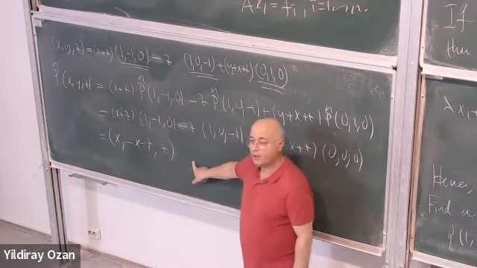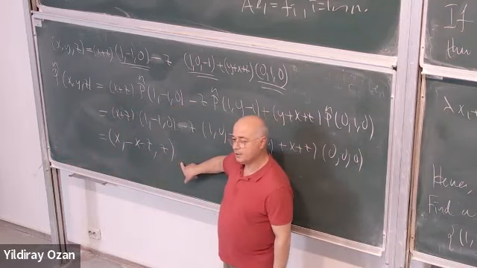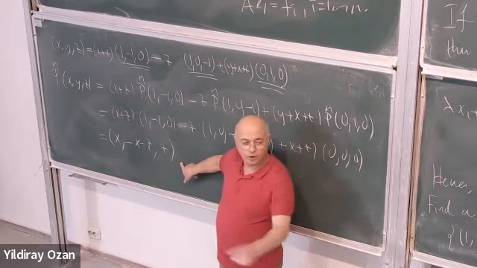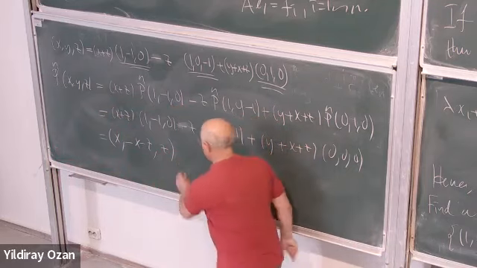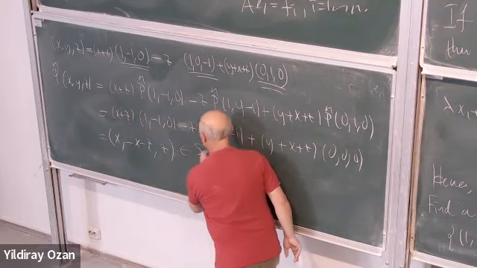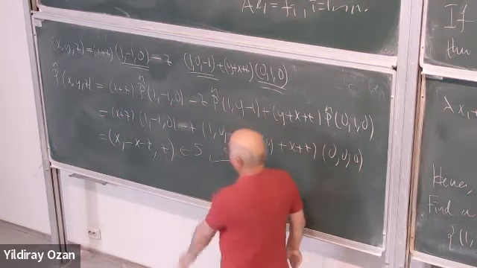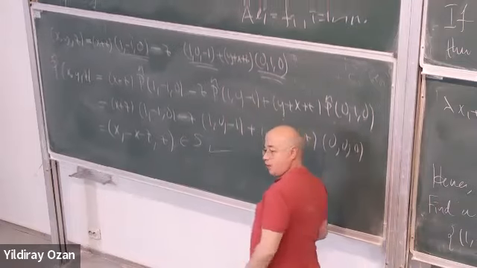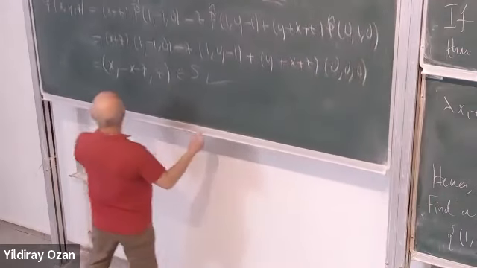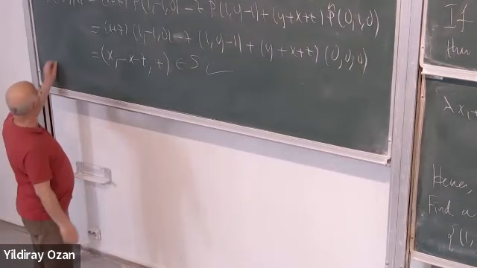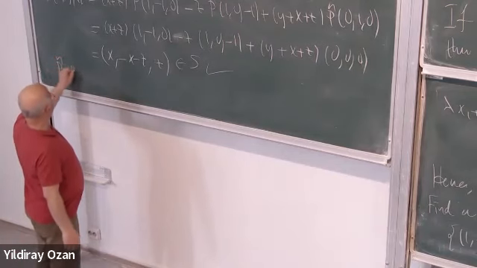Is it in S? The sum of the coordinates is 0, so it's in S, right? In S. P squared is P. I can check whether P squared is P.